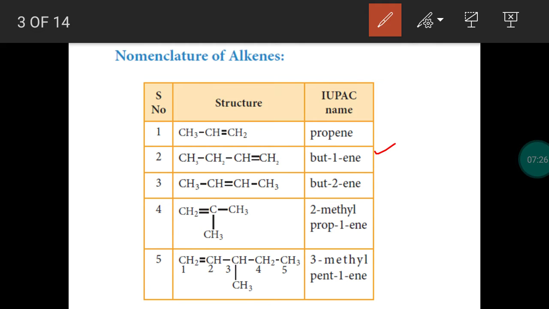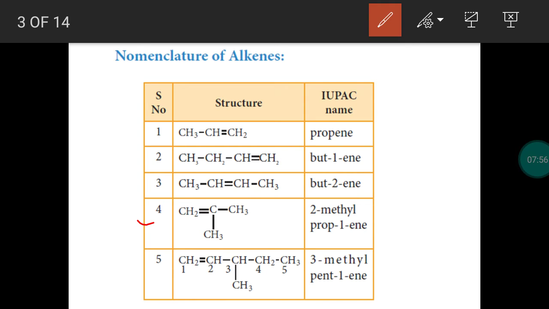You take the third one. This is the isomer of the second example. The same 4 carbon atoms, root word but. We have a double bond, so primary suffix ene, but the position of the double bond is different. Now the double bond is present at the second position, isn't it? Between the second and third carbon, the double bond is present. So the IUPAC name is but-2-ene.